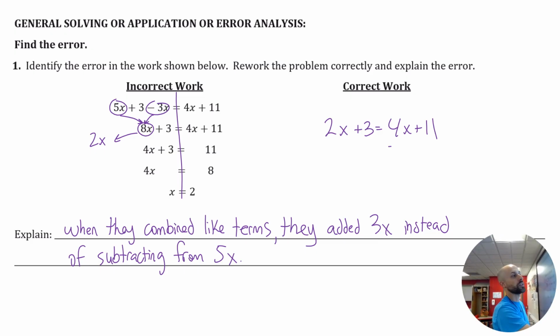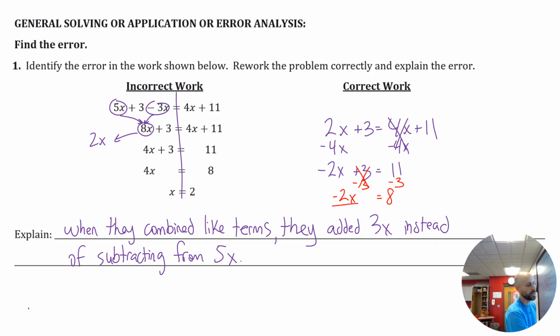At this point, we're solving this equation, which we've been practicing a bit in this video. So I'm going to subtract 4x on both sides. Gives me negative 2x plus 3 equals 11. And then business as usual, subtract 3. We get 8 left over on the right, and then divide by negative 2. So x equals negative 4.